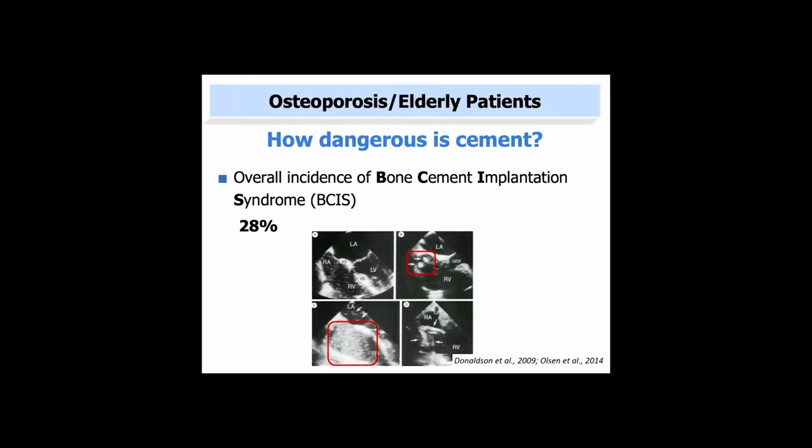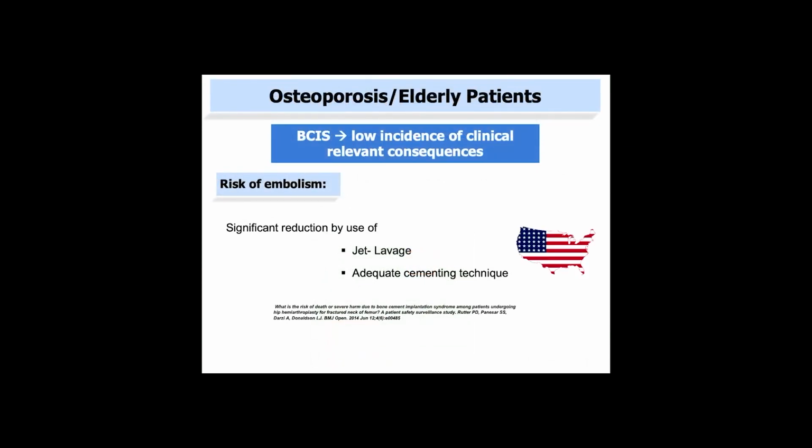But now you will say for sure, how dangerous is cement? And it's really threatening because the overall incidence of bone cement implantation syndrome, which means that there is something caused by cement during surgery, is approximately 28%. But there is a low incidence of clinically relevant consequences, and you risk, for example, embolism, if you don't use a jet lavage and an adequate cementing technique, which we are still able to do in Europe.